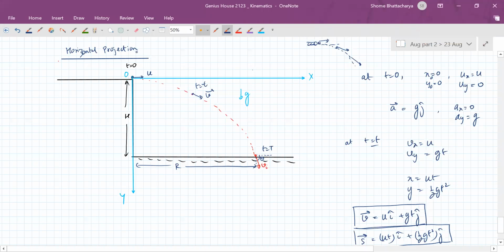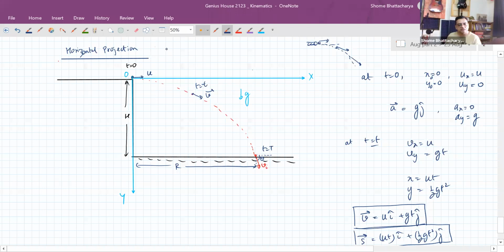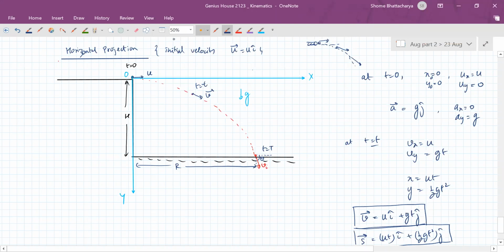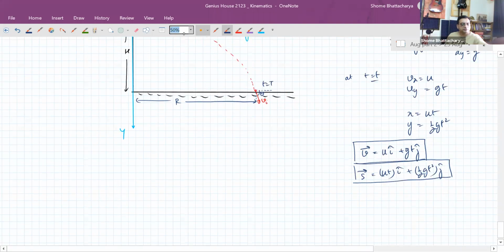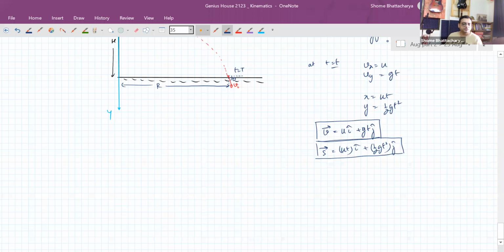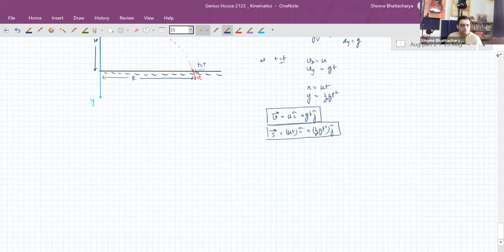So horizontal projection means that the initial velocity, or the projection velocity u, just has a horizontal component. It does not have a vertical component. So that's why uy is 0. Okay, so this is clear now? Yes, sir. Okay. Now let's do the second part of this, that is the impact velocity, time and all this, with a numerical example of the same.